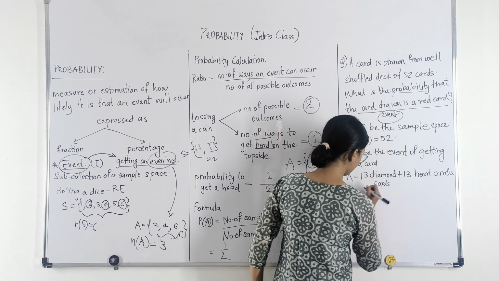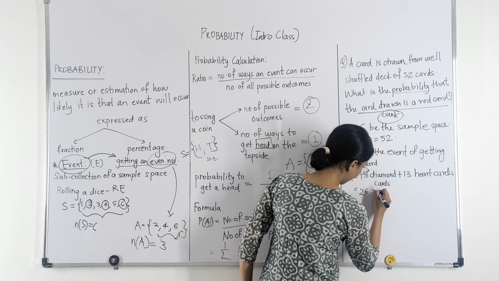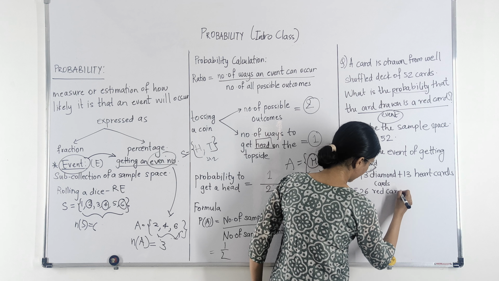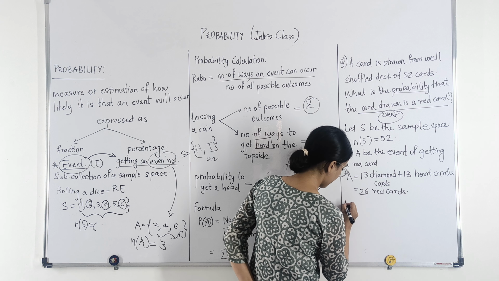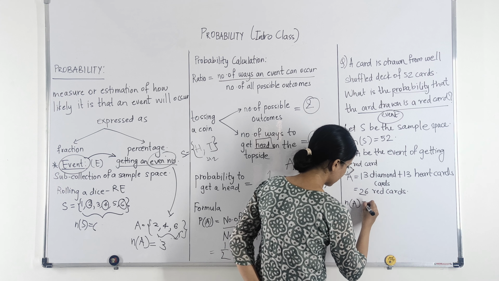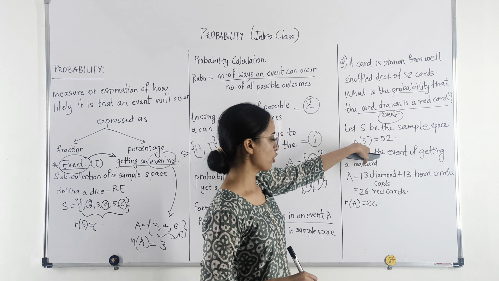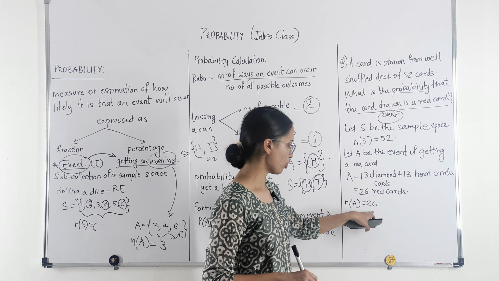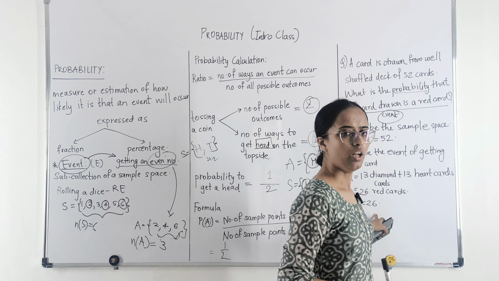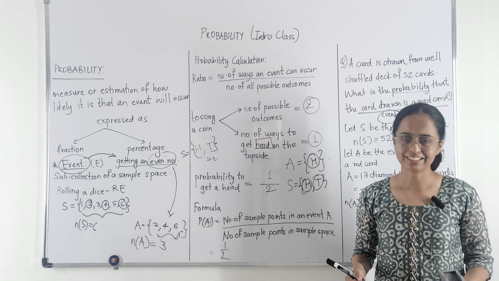And these together would give you 26 red cards, right? So this is your event A. So your n(A) in this case is 26. Your sample space is n(S) equals 52, whereas your n(A) is 26. I hope you all have understood why this number 26 has come.